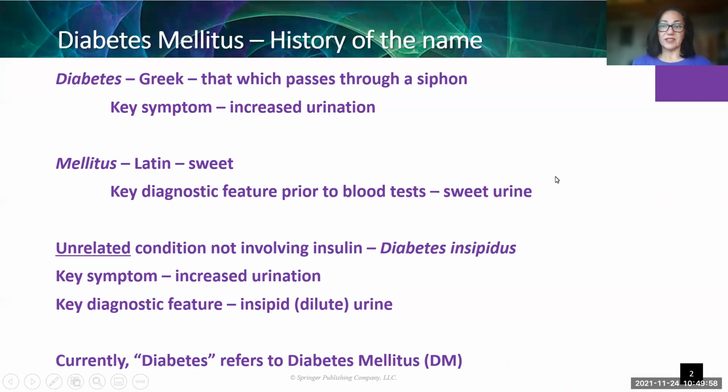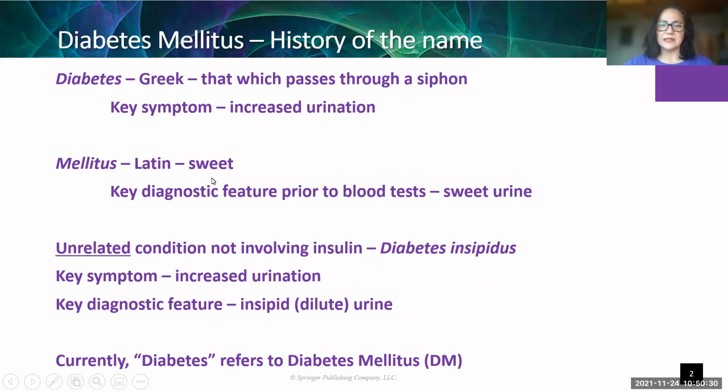A little bit of history of the name, because it gets confused for this other condition, and let's just get this out of the way. Diabetes comes from the Greek. It means that which passes through a siphon. So it's referring to the fluid that is taken in by a person and then it comes out as urination. The reason it got this name is from this key symptom that comes up with diabetes, and that is increased urination. The term mellitus comes from Latin.